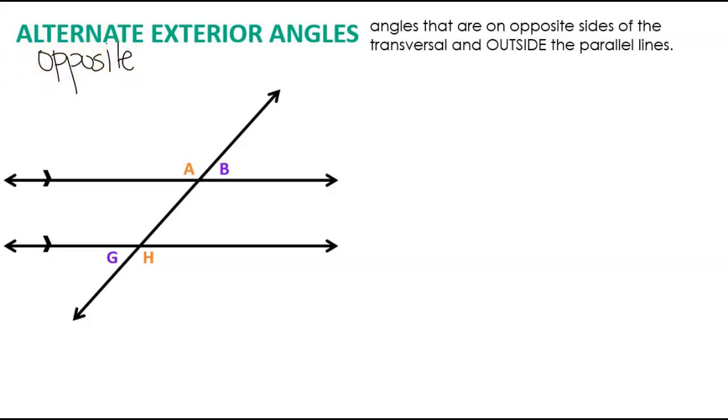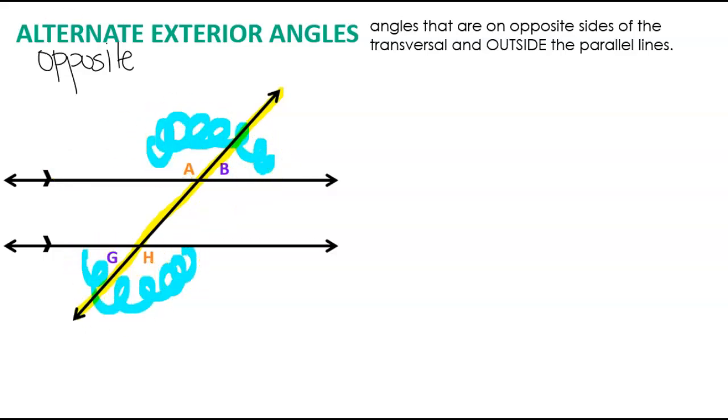But this time we want exterior. Okay, so here is our transversal line. We want the exterior, so that means out here and out here. Now, our angle pairs, we have to have one of them at each intersection. So here's intersection 1, intersection 2. Okay, so we want opposite sides of the transversal and outside the parallel lines.